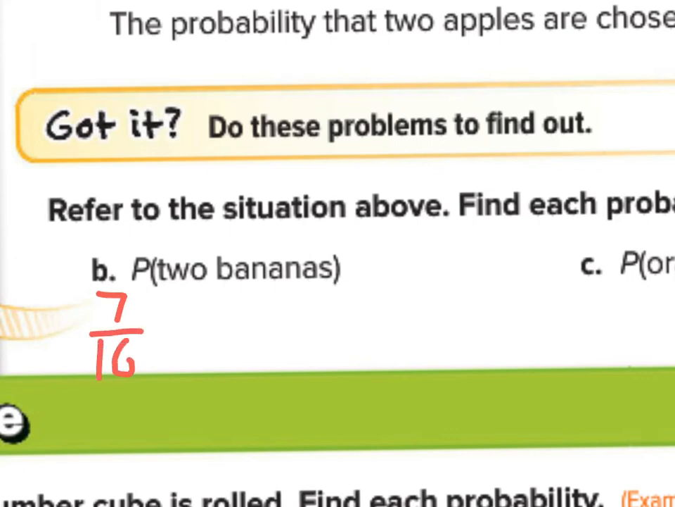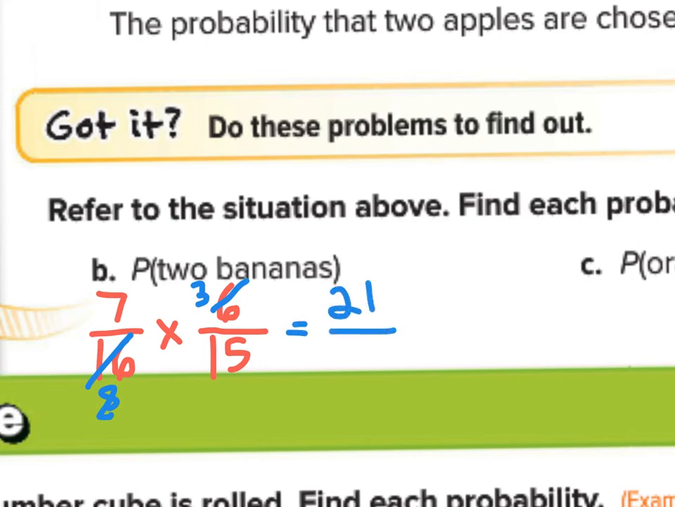This is event 1. But then for the second one, we're not going to have 7 bananas, because if we picked one, we're going to have a total of 15 fruits left. Correct. I can try to cross-reference, and I see that this is divisible by 2, and I have 3 there, and this one 8. So I go right ahead and multiply across.